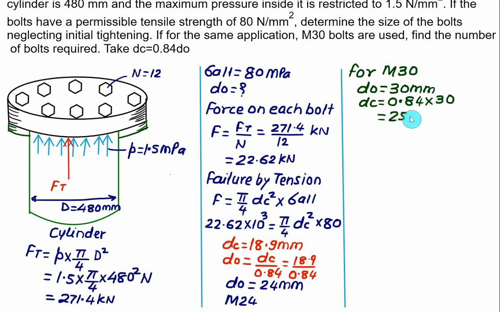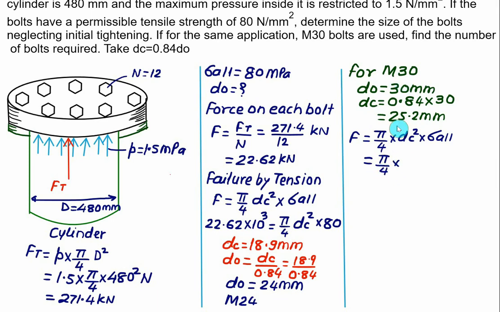...is 25.2 mm. So we'll use the same equation. We have F is equal to pi by 4 multiplied by dc square multiplied by sigma allowable. So this one is the force carried by one bolt, and to find out the number of bolts, we'll use the equation F is equal to Ft by N.